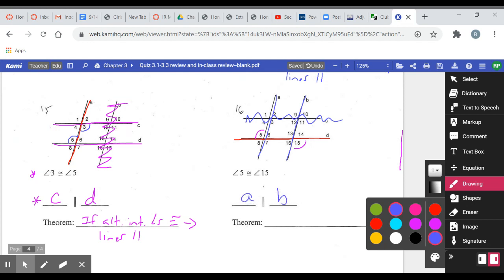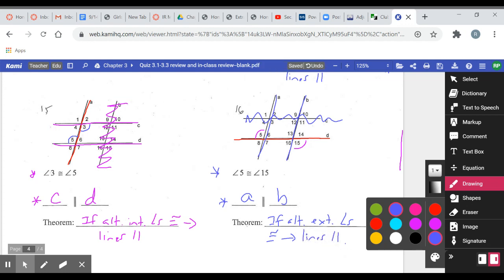And then when I go ahead and write my theorem, I can say, again, I'm talking about the angles being congruent first. So I can say if alternate exterior angles are congruent, then we're talking about the lines being parallel, then lines parallel.